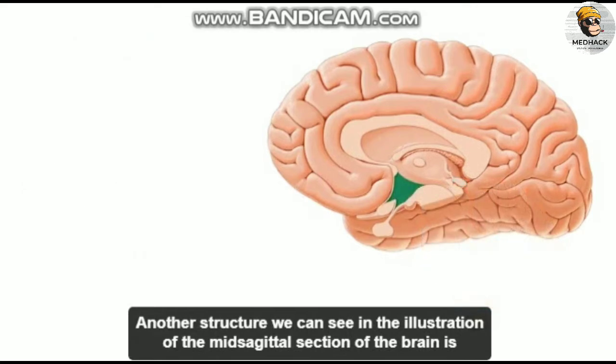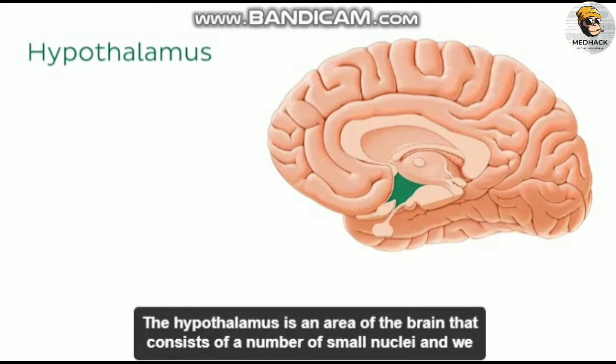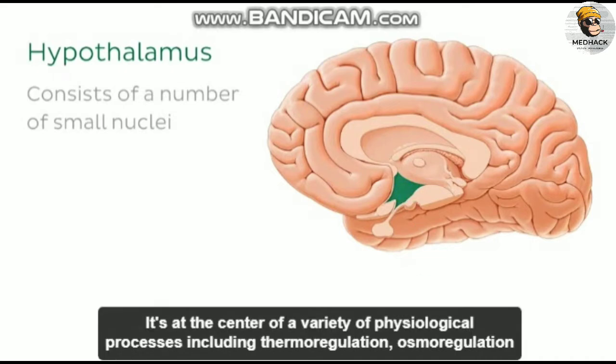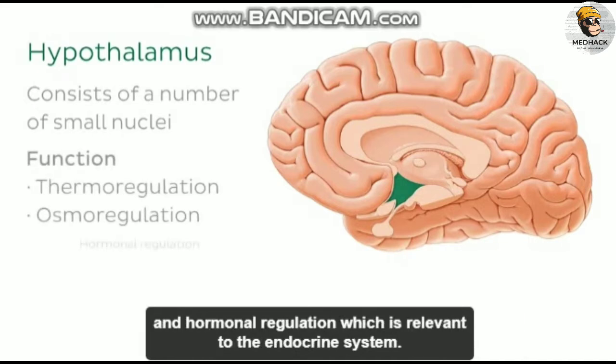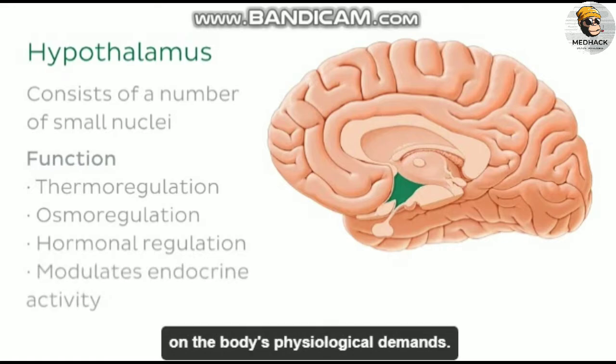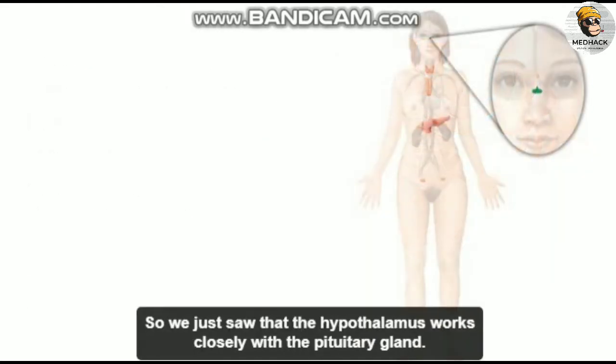Another structure we can see in the illustration of the mid-sagittal section of the brain is the hypothalamus. The hypothalamus is an area of the brain that consists of a number of small nuclei, and we can see it here highlighted in green. It's at the centre of a variety of physiological processes, including thermoregulation, osmoregulation, and hormonal regulation, which is relevant to the endocrine system. The hypothalamus works closely with the pituitary gland to modulate endocrine activity based on the body's physiological demands.